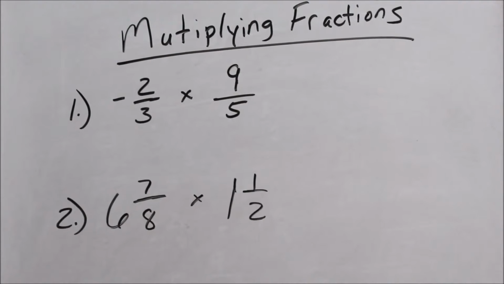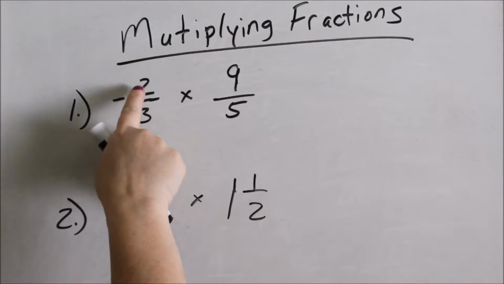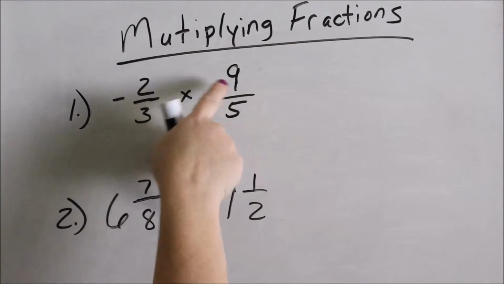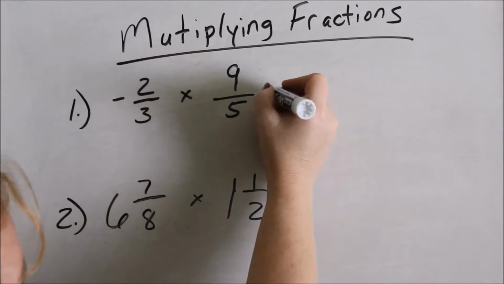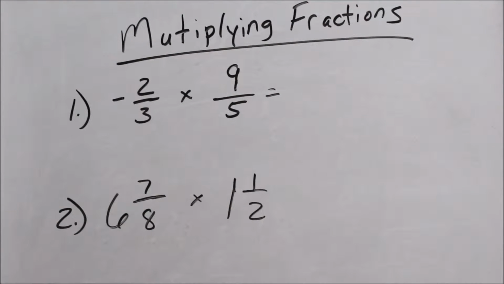Okay, I'm going to do a review of multiplying fractions. When you multiply fractions, you just go straight across. Numerator times numerator, denominator times denominator. In this one, I'm going to do it two different ways.